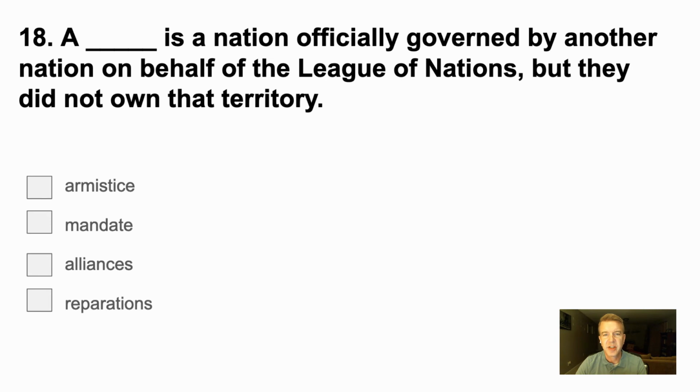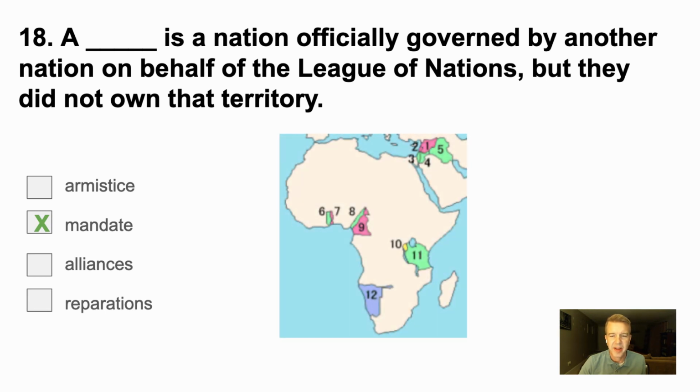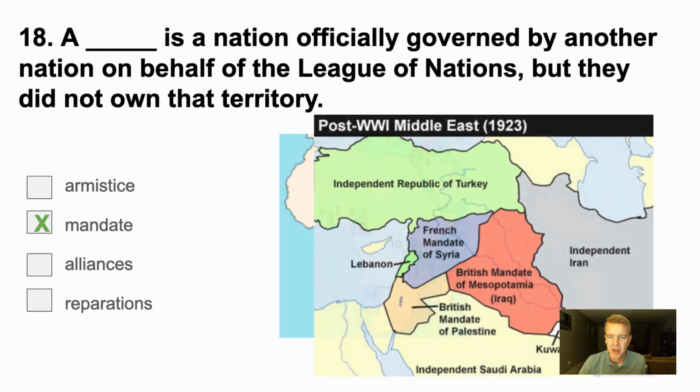A blank is a nation officially governed by another nation on behalf of the League of Nations, but they did not own that territory. That, however, did not stop them from acting as if they did. Those are called mandates. And this is a group of mandates in Africa and the Middle East. Zooming in here in the post-World War I Middle East, we see the independent Republic of Turkey, but a French mandate of Syria, which is Syria today. We see Lebanon, which is independent, the British mandate of Palestine, which is Jordan today, and the British mandate of Mesopotamia, which is today Iraq. Iran was made independent from the Ottoman Empire.